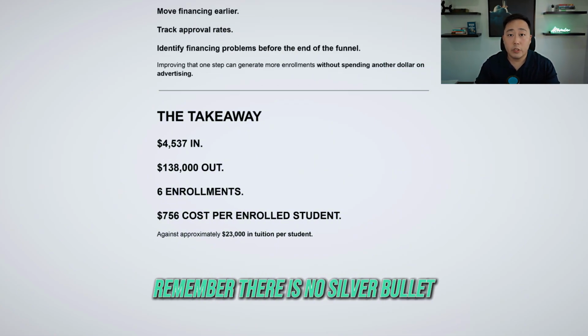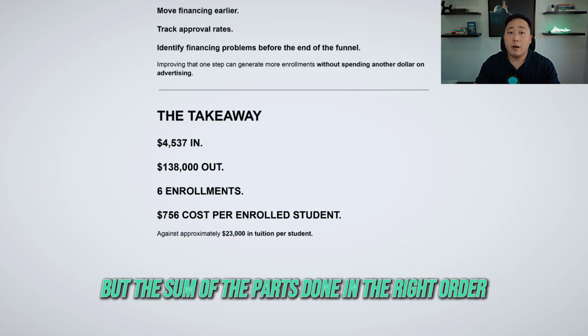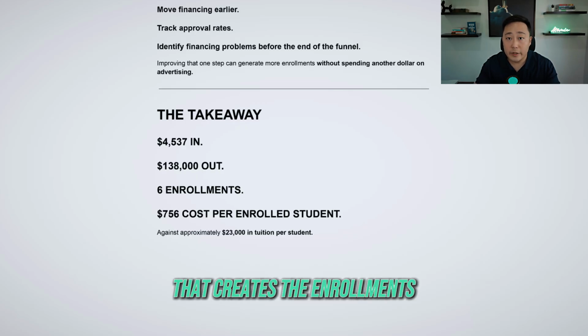Remember, there is no silver bullet, but it's the sum of the parts done in the right order that creates the enrollments.